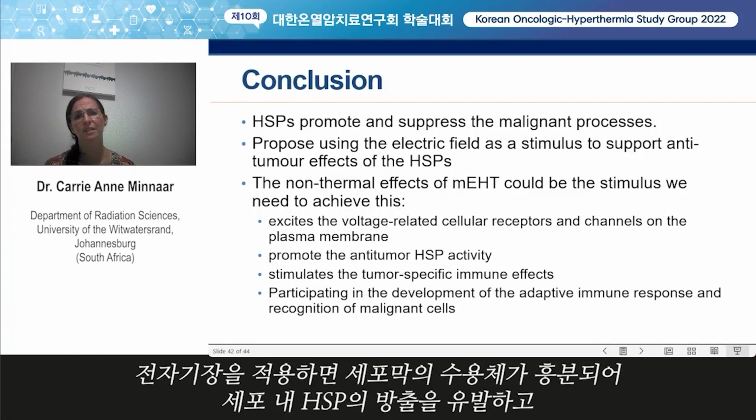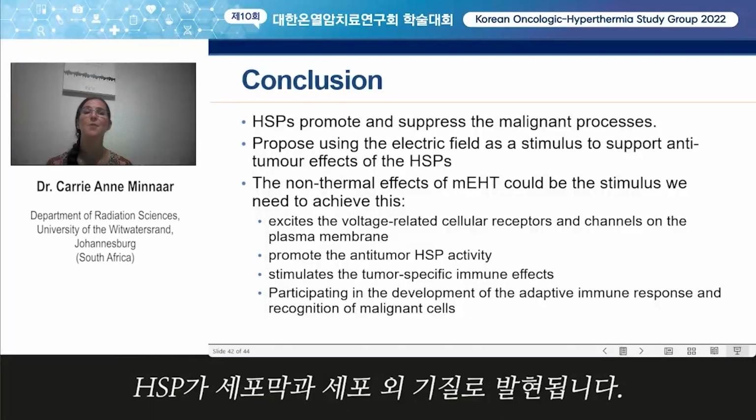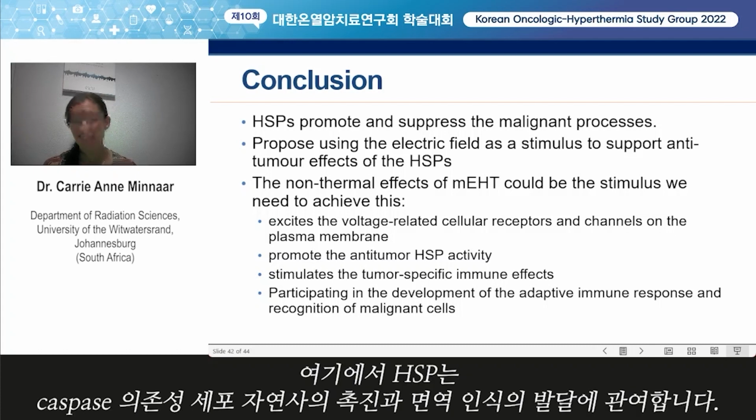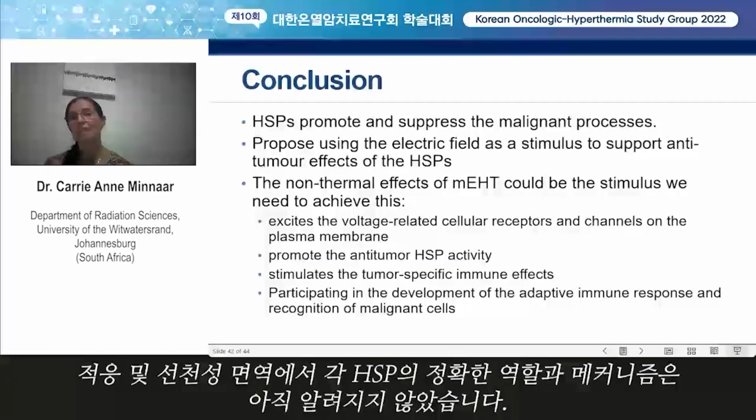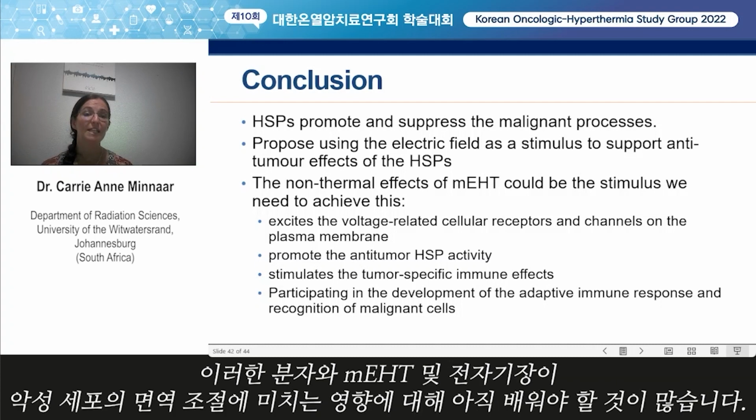Applying the electric field appears to excite the receptors on the cell membranes, triggering the release of intracellular HSPs and the expression of HSPs on the cell membrane, as well as into the extracellular matrix. From here, the HSPs are involved in the promotion of caspase-dependent apoptosis and the development of immune recognition. So unfortunately, despite the plethora of literature on heat shock proteins, the precise roles and mechanisms of HSPs in adaptive and innate immunity are still unknown. And there's also still much to learn about these molecules and the effects of MEHT and electric fields on immune modulation and malignant cells.